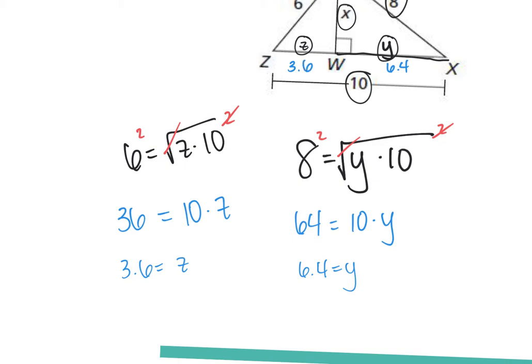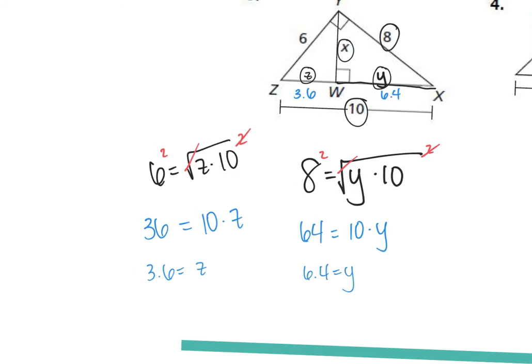You use both of those to find your geometric mean, because the altitude is going to be the geometric mean of each of those. So X is going to be equal to the square root of 3.6 times 6.4, which will give you 3.6 times 6.4, and then take the square root of that. Enter. 4.8. Yeah.